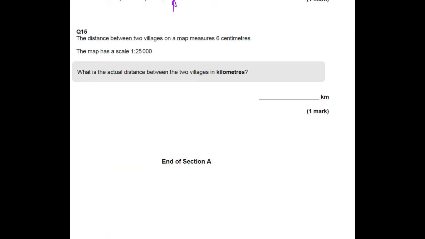Question 15, the last question in the section. The distance between 2 villages on a map measures 6 centimetres. The map has a scale of 1 in 25,000. What is the actual distance between the 2 villages in kilometres?